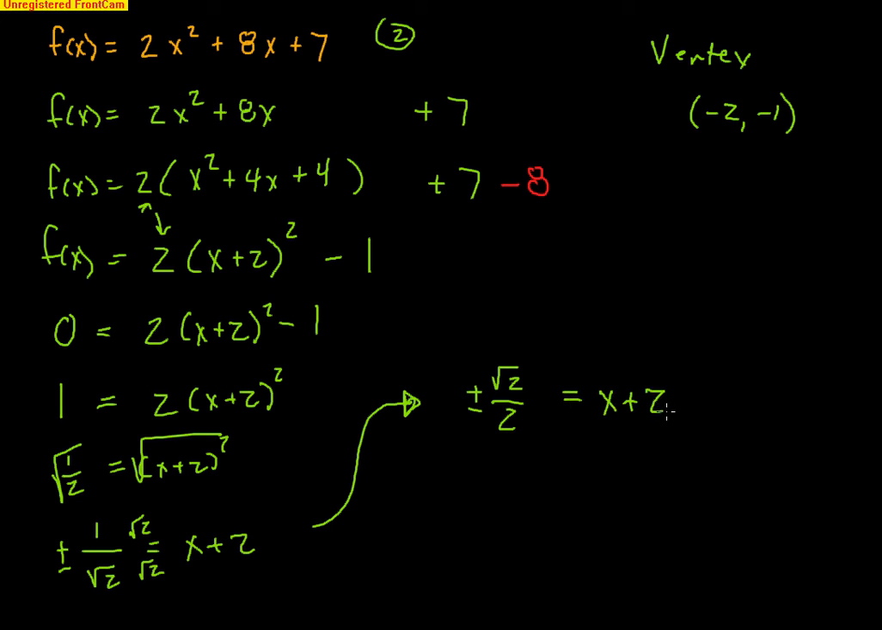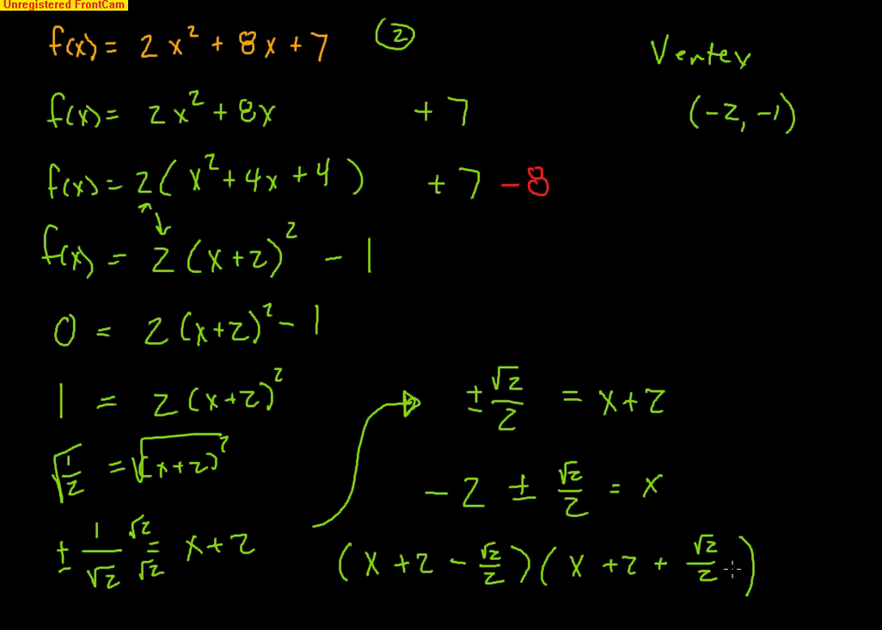And this equals x plus 2. And finally, I'm going to subtract 2, so I'm going to put that in front. -2 plus or minus the square root of 2 over 2 equals x. So there's my zeros: -2 plus or minus the square root of 2 over 2. What are the factors? Now this is going to be a little bit ugly, but it's okay. Ugly is not bad. X plus 2 to get rid of that -2, minus the square root of 2 over 2, times the other factor, which would be x plus 2 plus the square root of 2 over 2. Again, I promise you, irrational square root zeros always come in pairs, a positive and a negative.